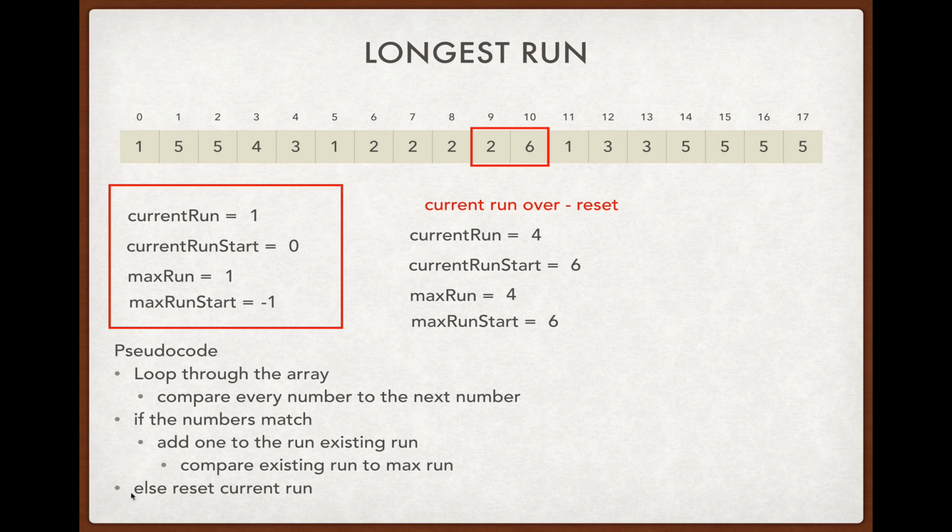Else, or otherwise, if the numbers don't match, like 5 and 4 here don't match, I need to reset my run. When we reset our run, again, you set the current run to 1 and the current run start to I plus 1. And that's the end of this video. Hopefully you can figure it out.